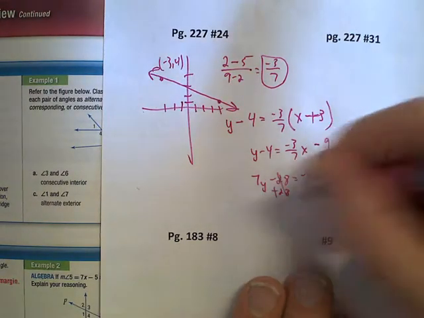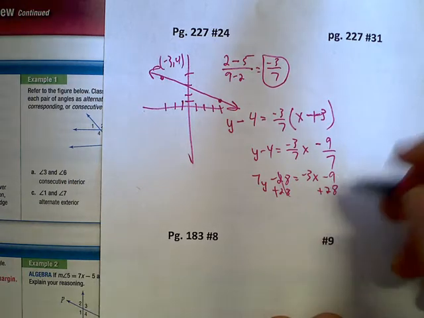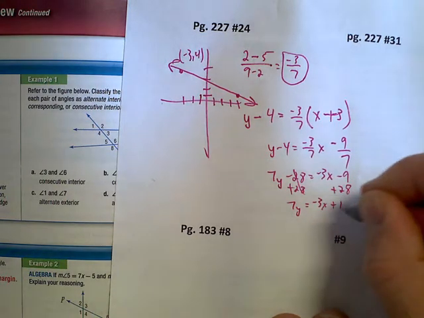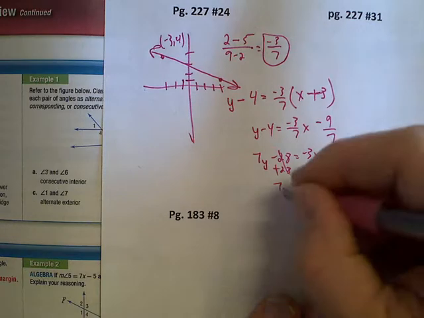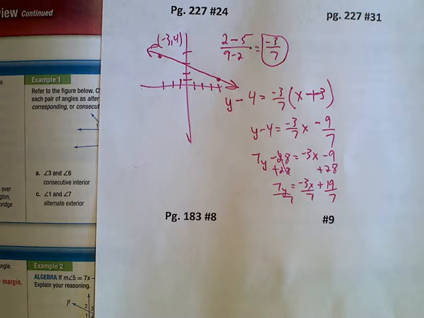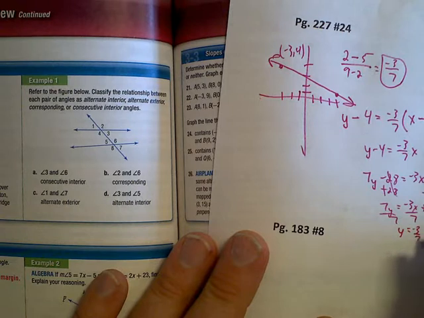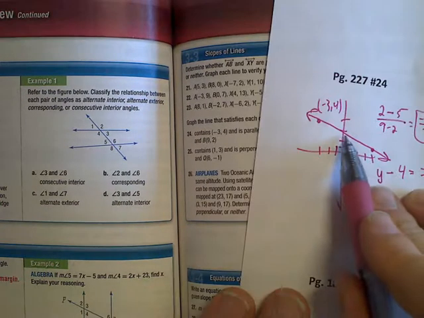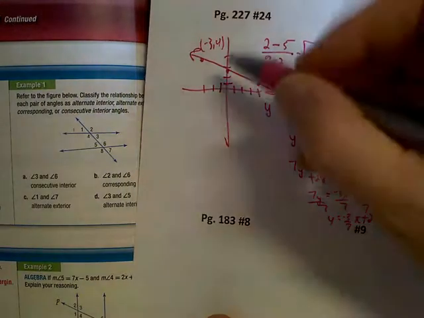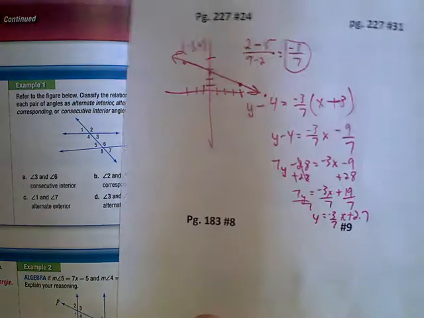Add 28 to both sides. That would give me 19. So 7y equals negative 3x plus 19. Divide by 7. And 19 divided by 7 gives me 2.7. So y equals negative 3 over 7x plus 2.7. 2.7 would be my y-intercept, which is exactly what we have. I go down 3, 1, 2, 3, over 7, which would still be on my line.